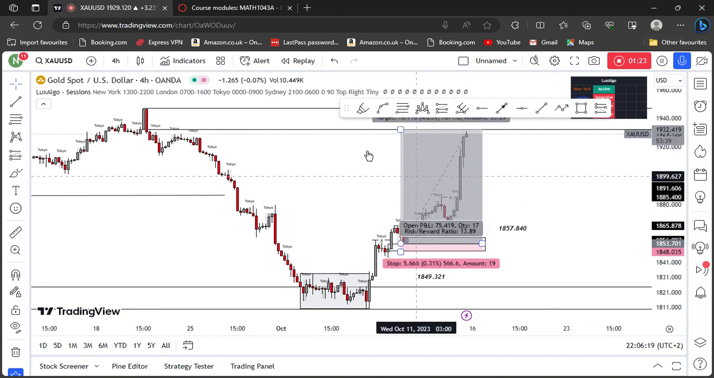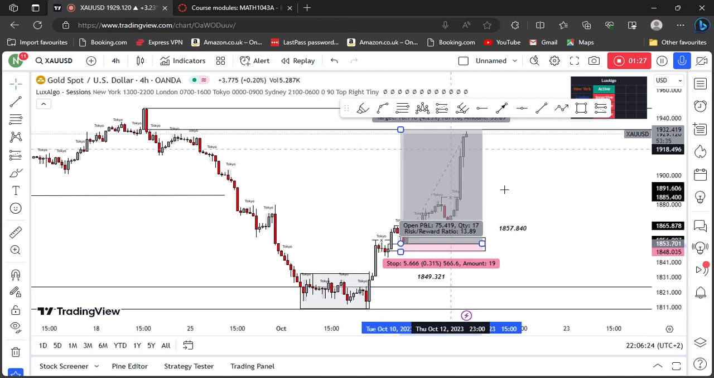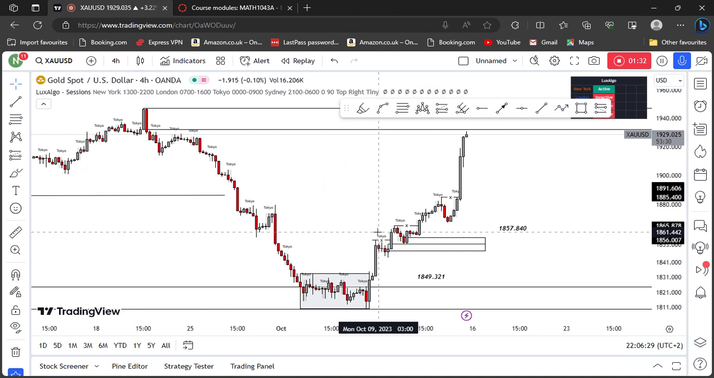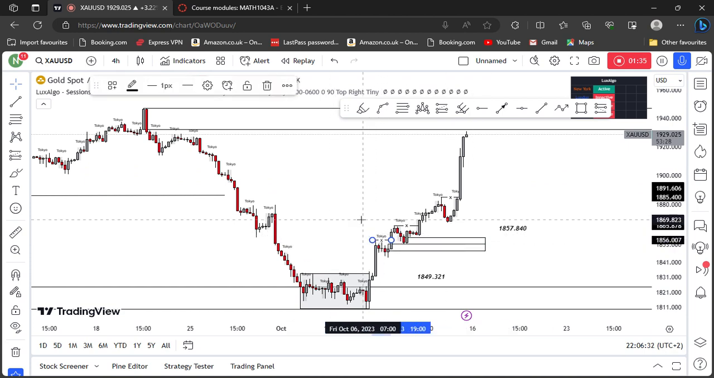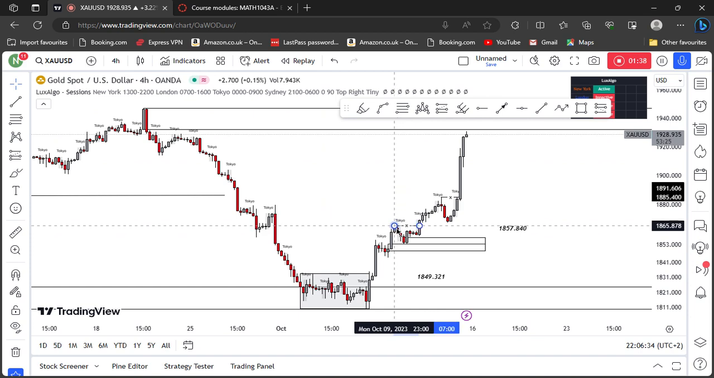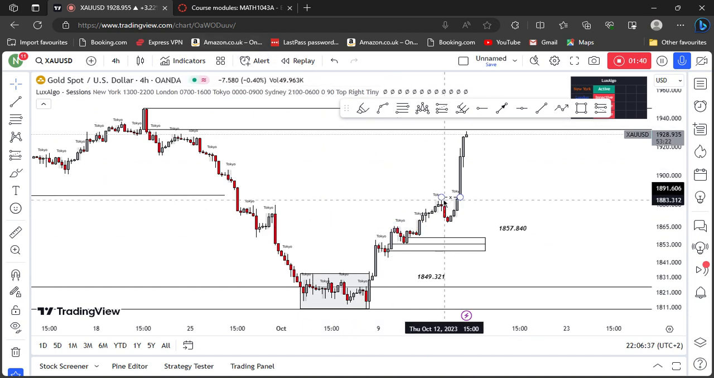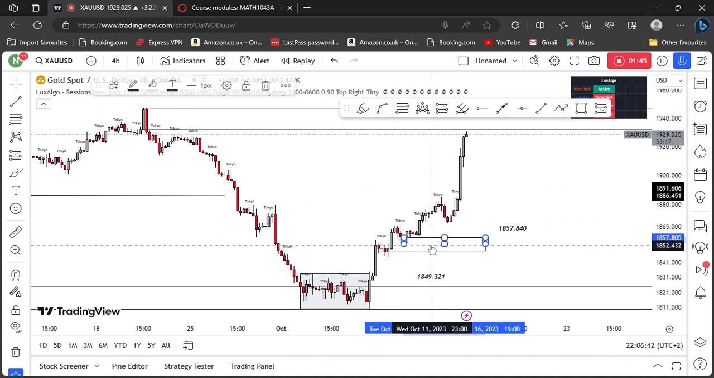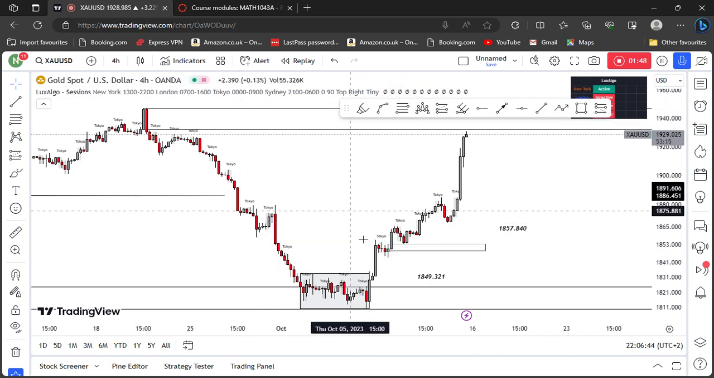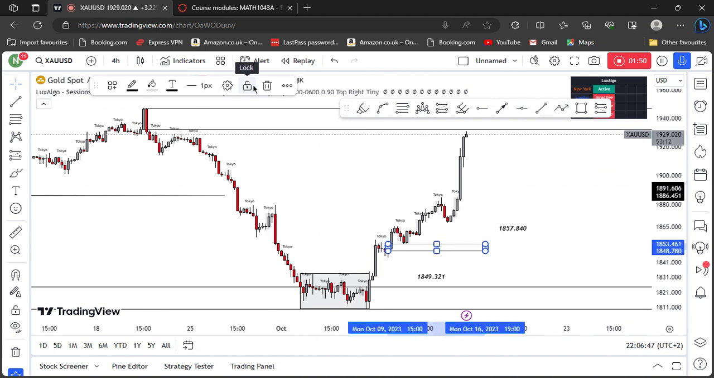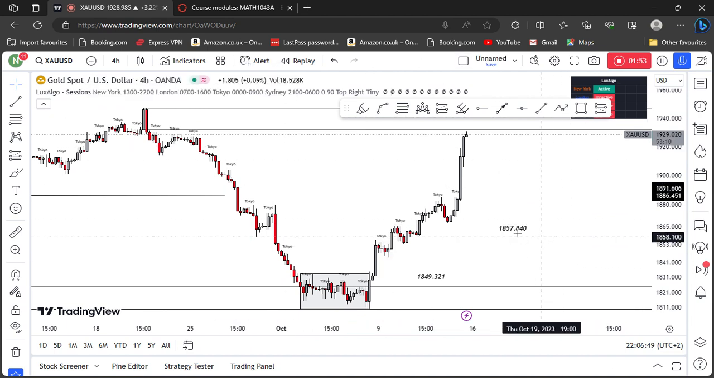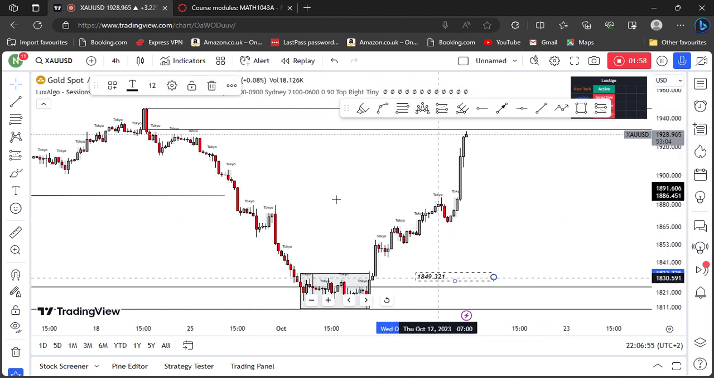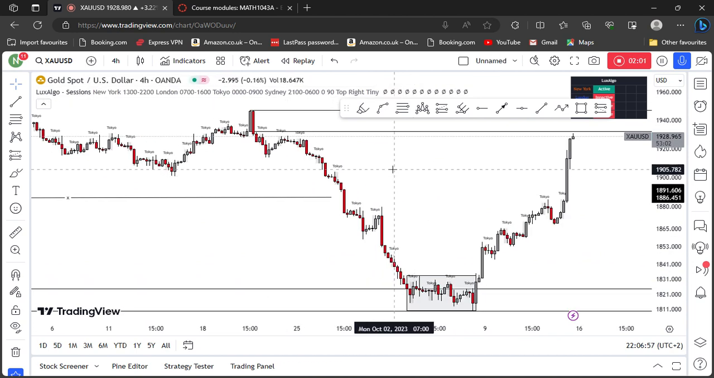Okay, let me just remove this because I'm going to start with gold. Let me remove this real quick so that you can see how I managed to catch those trades, right? Okay guys, here's the chart.